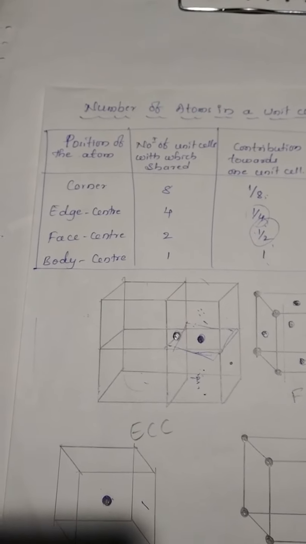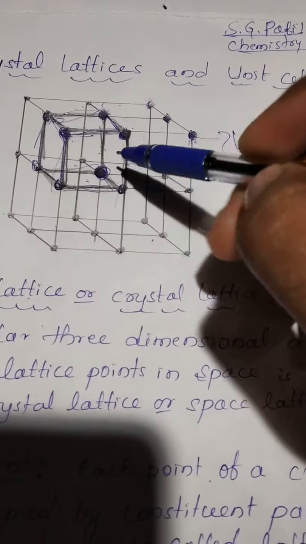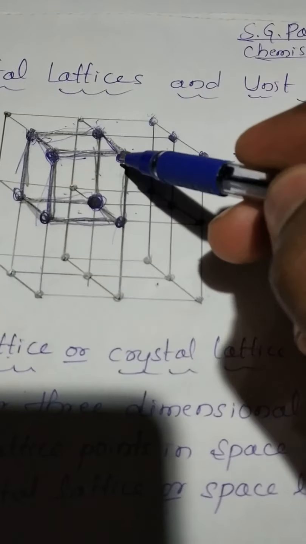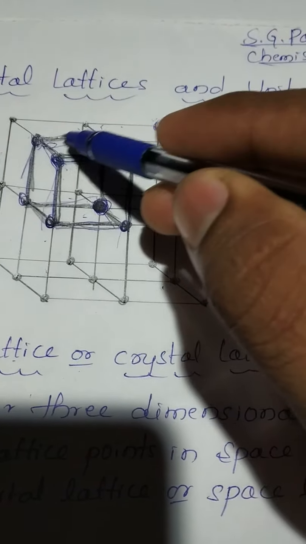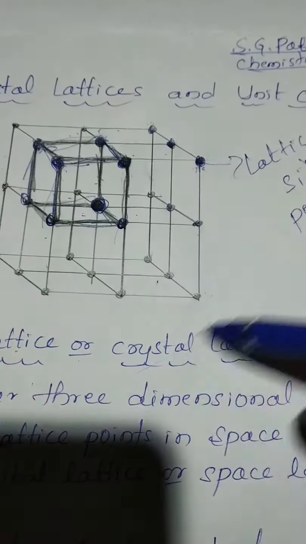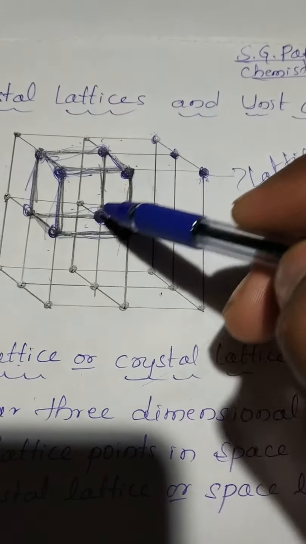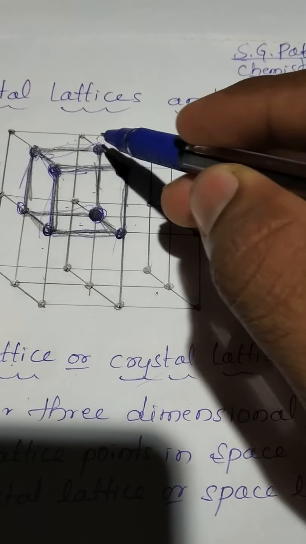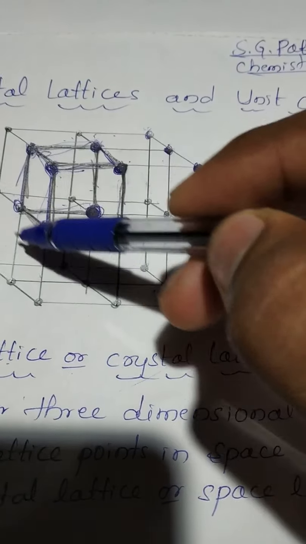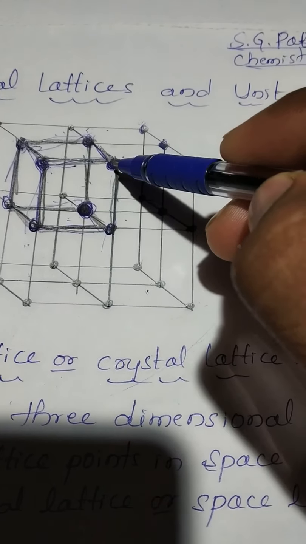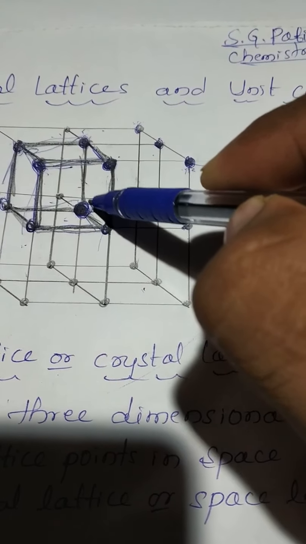See here, first you should understand this. See here, these all are lattice points and these are corner atoms. For this unit cell, it is a crystal system. The smallest portion of the crystal lattice is called the unit cell. In this unit cell, 1, 2, 3, 4, 5, 6, 7, 8, 8 corner atoms are there. Okay. I will consider this corner particle.